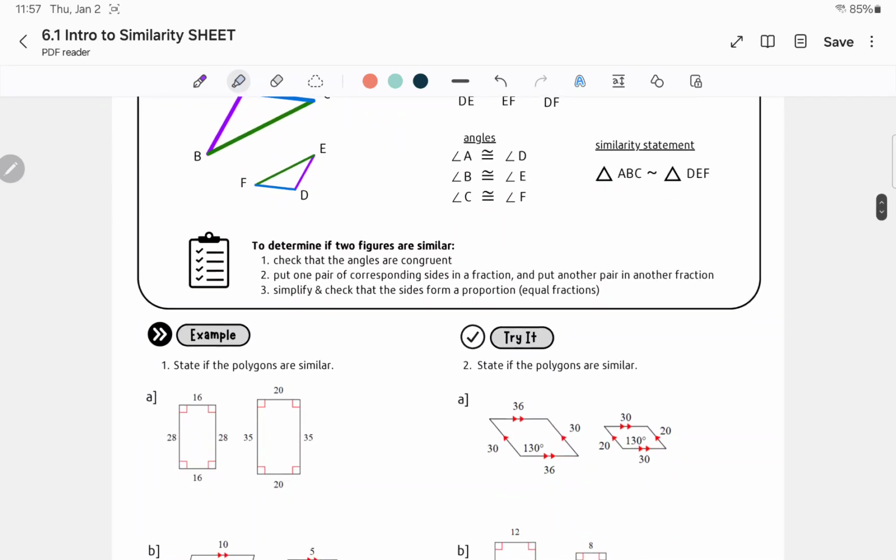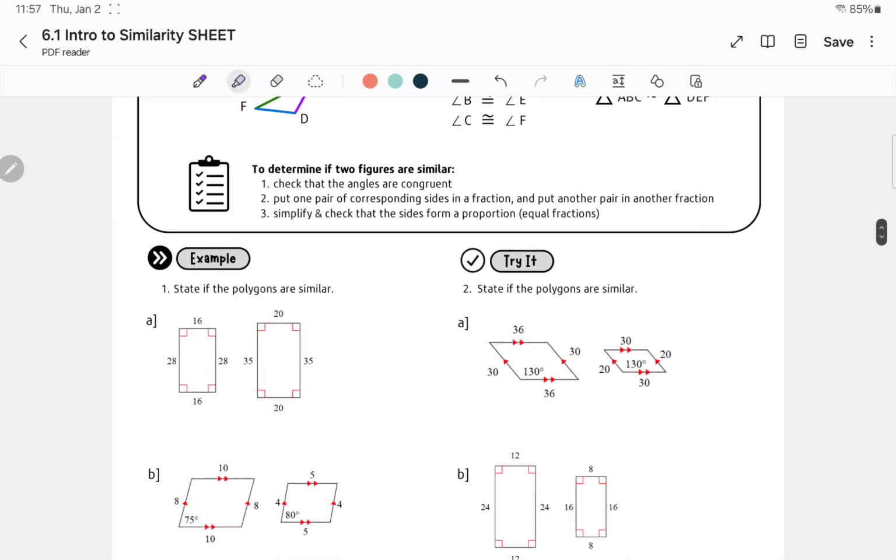All right, so what we're going to do today for the first part is determine if 2 figures are similar. We're going to check that the angles are congruent. We're going to put 1 pair of corresponding sides in a fraction and put another pair in another fraction. Then we're going to simplify those fractions and check that the sides form a proportion, meaning that those fractions are just going to be equal to each other. Let's actually highlight that. Proportion just means equal fractions. That's as simple as it is. We just have to make sure we simplify those ratios, those fractions, properly, okay?